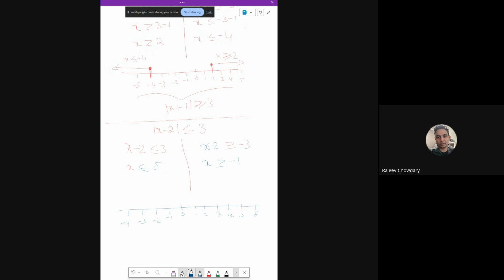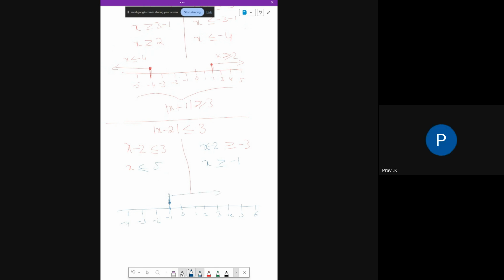Let me pick Carol. Carol, tell me x is greater than or equal to minus 1. How do I write that? There's a dot above -1, and then there's an arrow going right. Okay, so I'm just putting it like this. The arrow is right here.